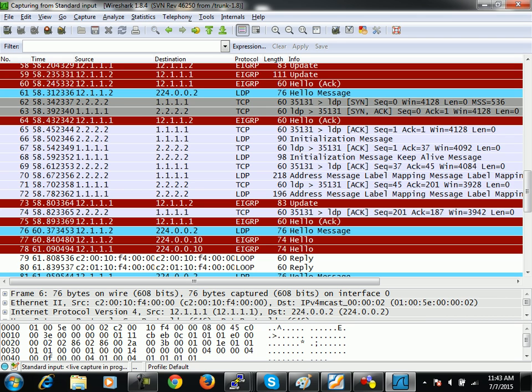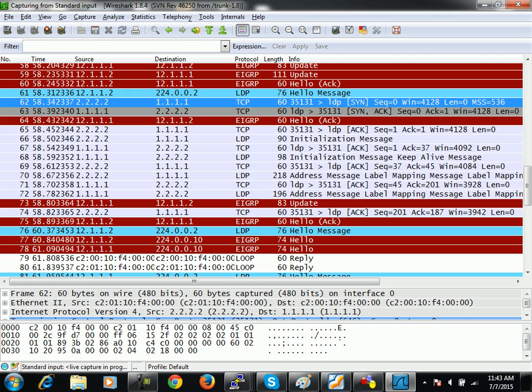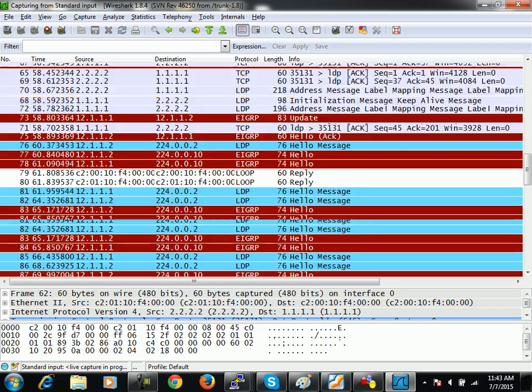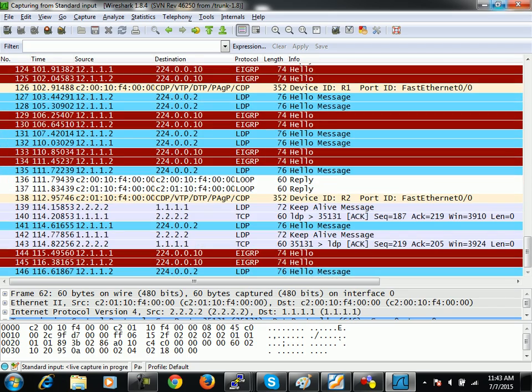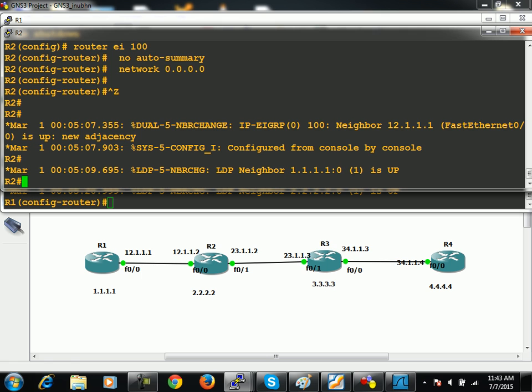The SYN message was generated by R2 first because it had the higher router ID, or transport ID, and the transport ID will always be your router ID. You understand? Understood? Fine. In this way, they will form LDP peering.